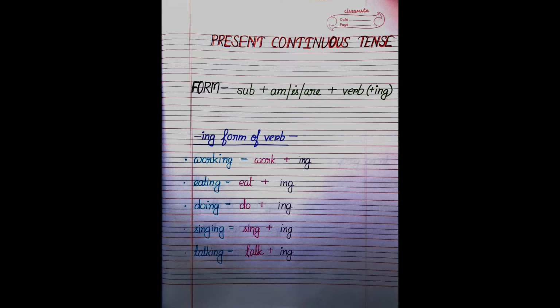Now, the main important thing in present continuous tense is this ing form because it represents what is going on at the time of speaking.